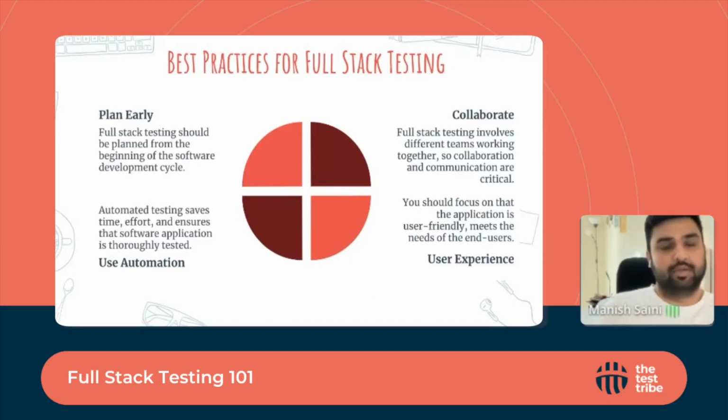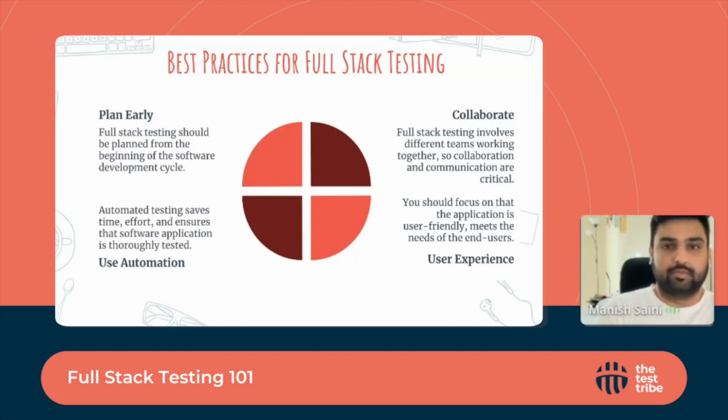So, plan early. As I am discussing everything about making things as fast as possible, you have heard this term many times from me in the previous slides. We have to make things as fast as possible, and also as early as possible. So plan early, or you can say shift left testing, plays a major role in full stack testing. We have to start as early as possible because it will help us give a good feedback loop. It should be faster, and when we start early, it should be earlier in the time.